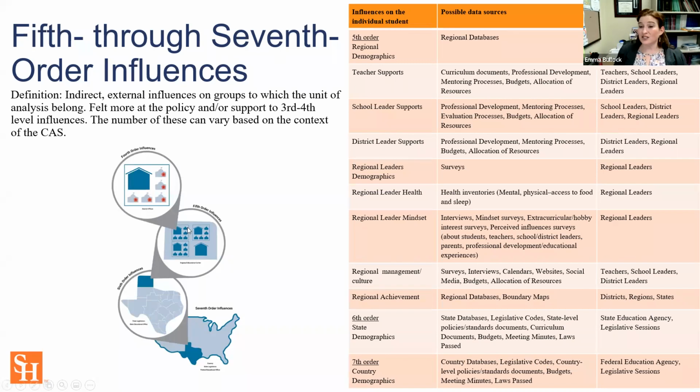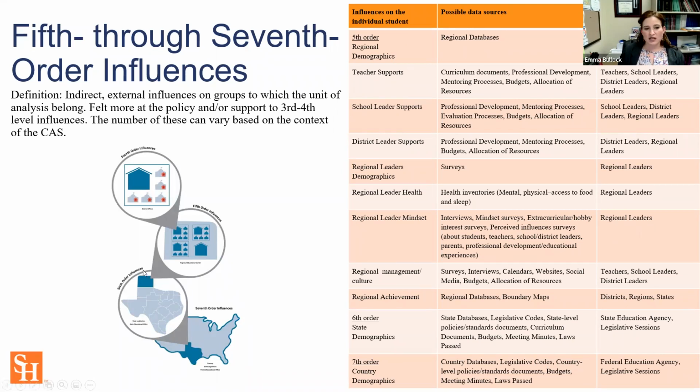Now, in the state of Texas, and this could be totally different for other states, there's a regional system. Texas is so large, it divides the state into 20 regions, and all the districts within a region work with a regional educational center. So in the state of Texas, that regional level is important, and it's going to be providing a lot of teacher supports, school leader supports, and district leader supports. And so that's going to have its own set of possible influences that could be indirectly impacting an individual student.